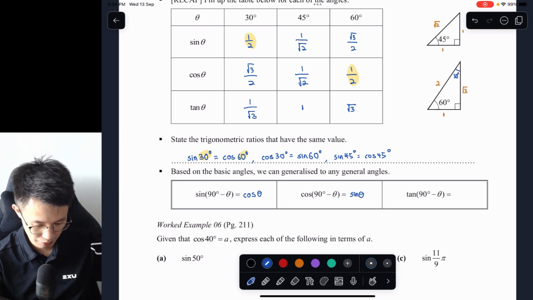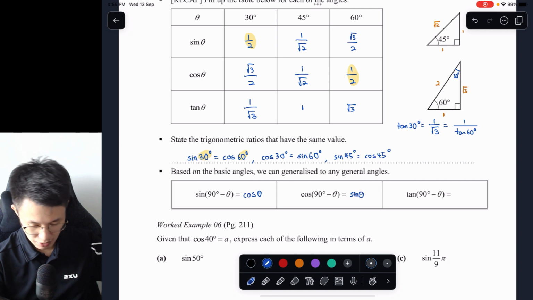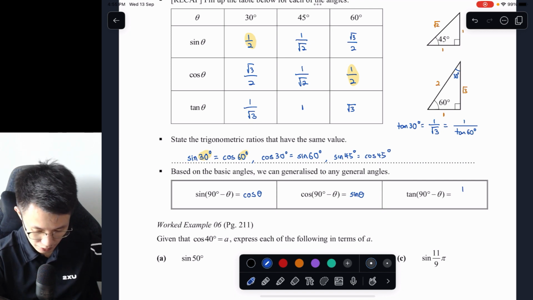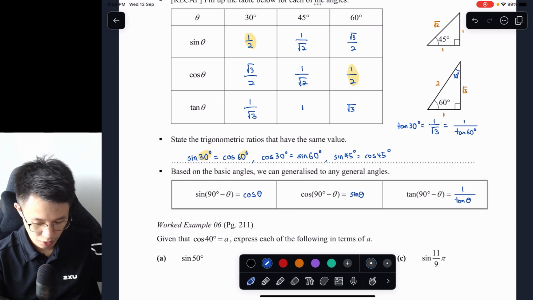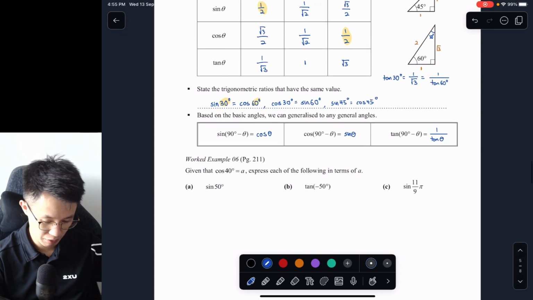Now, if you look at it very carefully, we have here that tangent 30 degrees is equal to 1 over square root 3. And this is in fact equal to 1 over tangent 60 degrees. So we can actually safely say that the tangent of 90 degrees minus theta is simply 1 divided by tangent theta. And that is your 3 unique complementary angle identities that you need to know for trigonometric functions here.